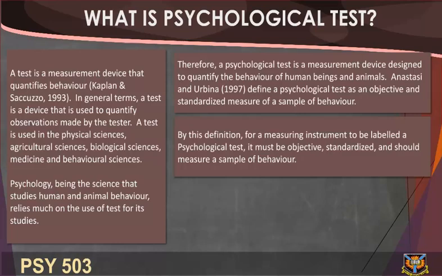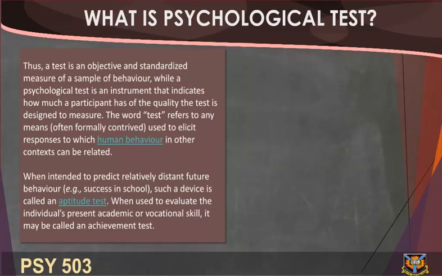Anastasi and Urbina, 1997, define a psychological test as an objective and standardized measure of a sample of behavior. By this definition, for a measuring instrument to be labeled a psychological test, it must be objective, standardized, and should measure a sample of behavior. Thus, a test is an objective and standardized measure of a sample of behavior, while a psychological test is an instrument that indicates how much a participant has of the quality the test is designed to measure.